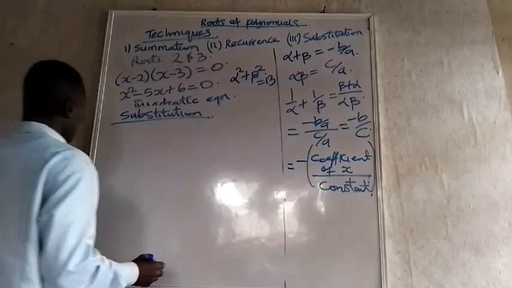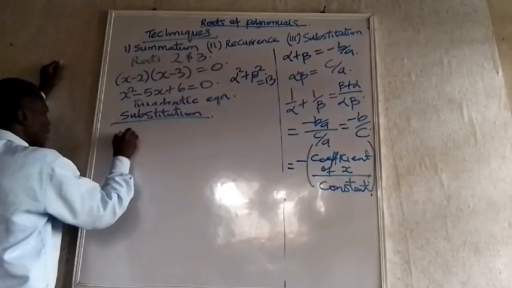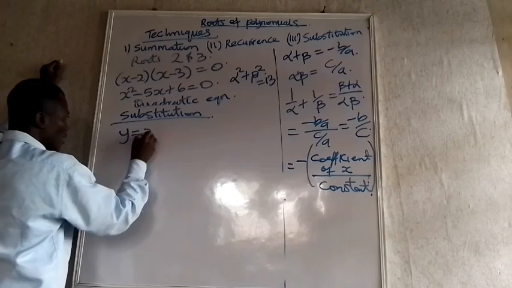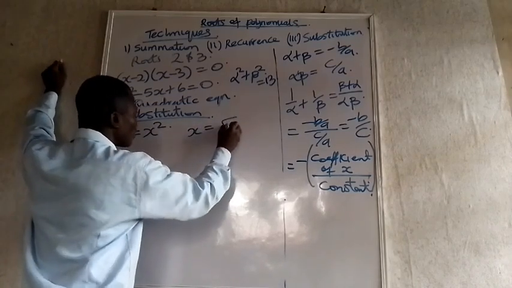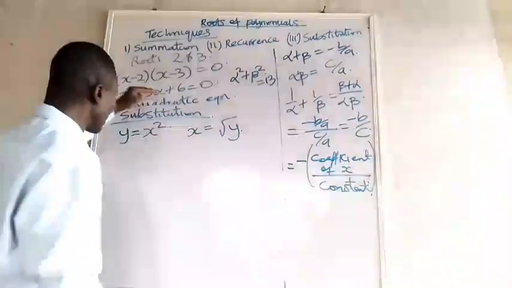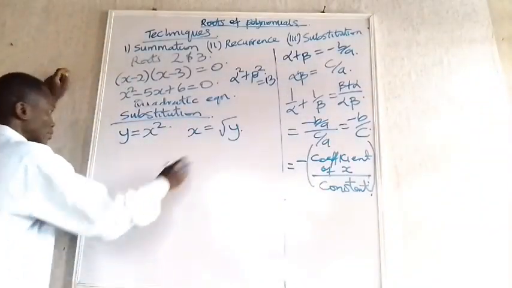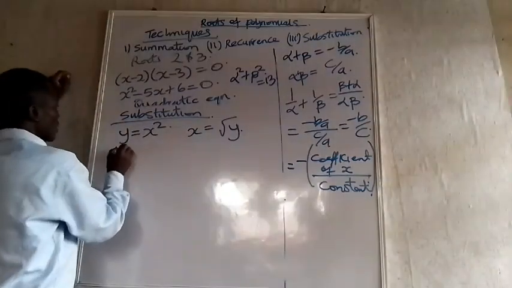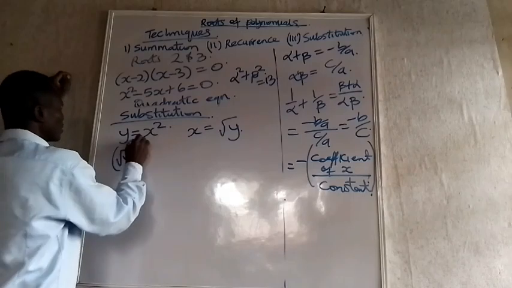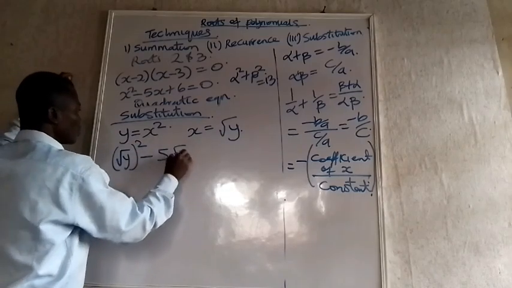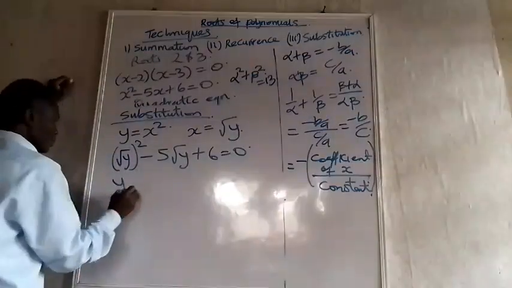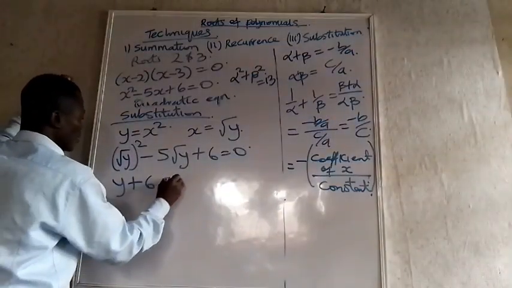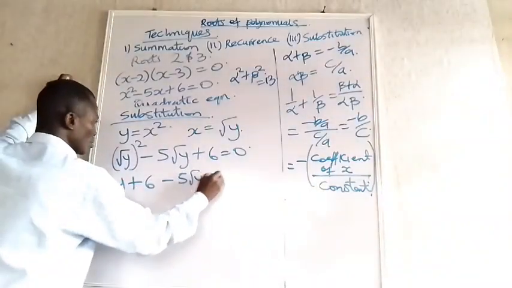So in substitution, what we do is this. I am letting y be equal to x squared. So x is equal to square root of y. So I now put this value straight into this equation, and you see how it will come out. So I'm going to say root y all squared minus 5 root y plus 6 equals 0. So I'm going to have y plus 6 minus 5 root y equals 0.